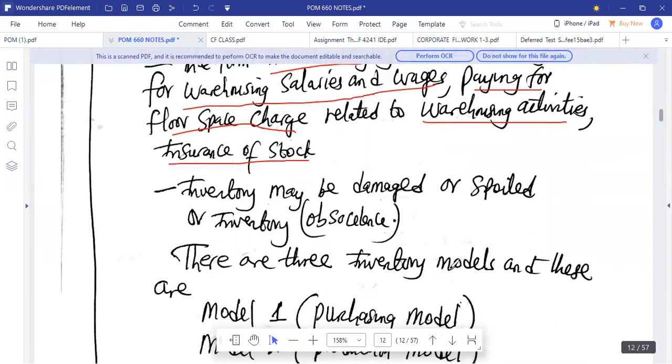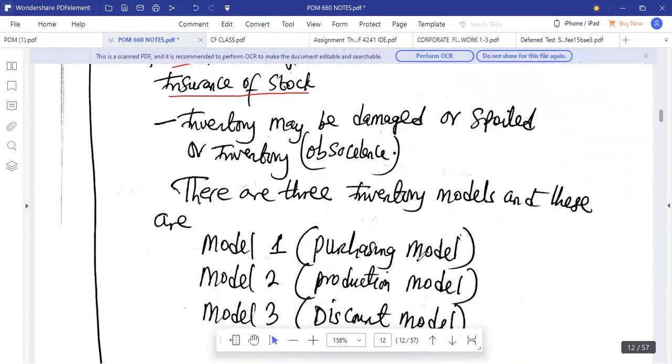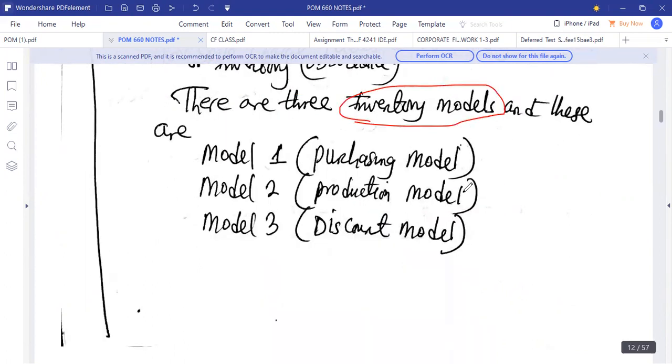Now, there are three inventory models that are involved here. The first one is the purchasing model, when you're buying from suppliers in inventory. Those are inventory models. Then the second one is the production model. Then you have the discount model.